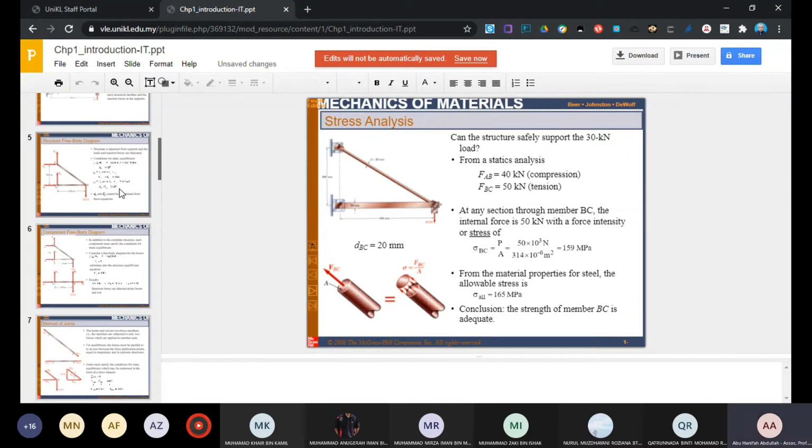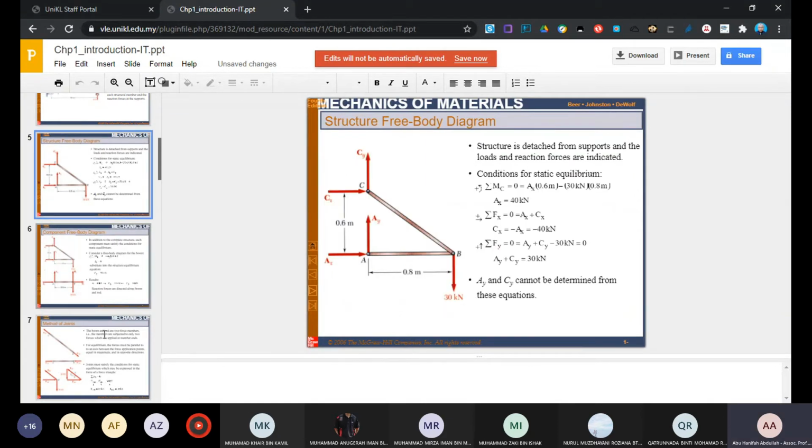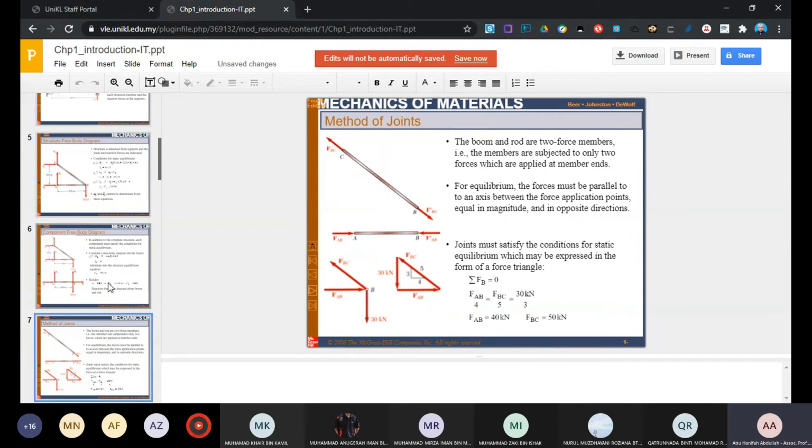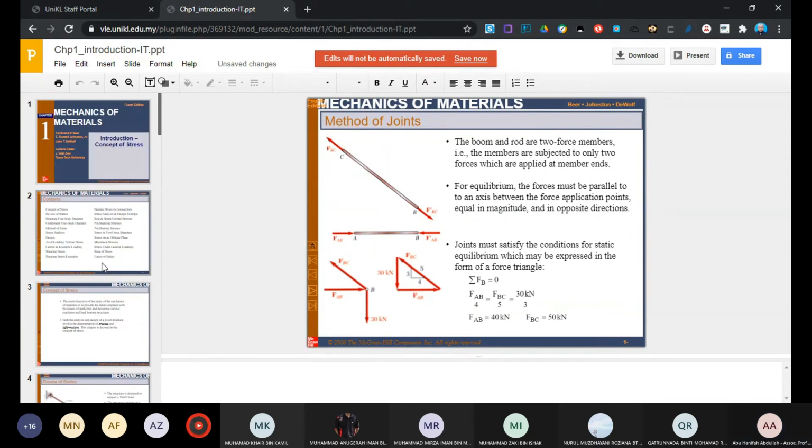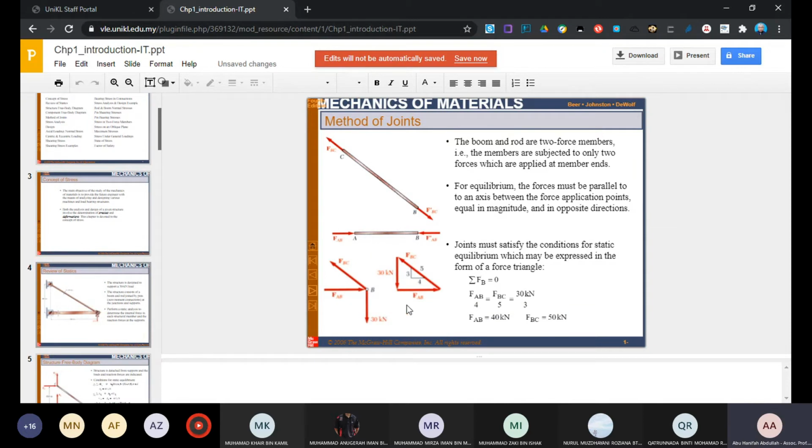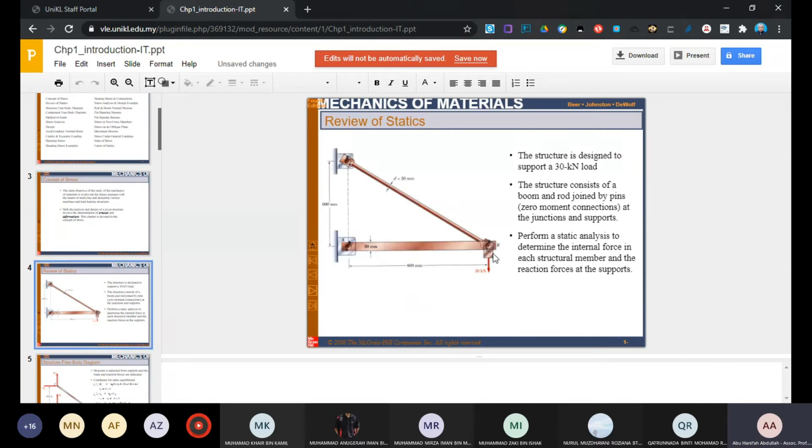What I did in slides 1, 2, 3, we tried to establish the forces on the members. So this is the first problem here. We have a 30 kN load at the end of this boom. We have two members here. We need to determine the strength of the member. We need to determine the component load of each member.